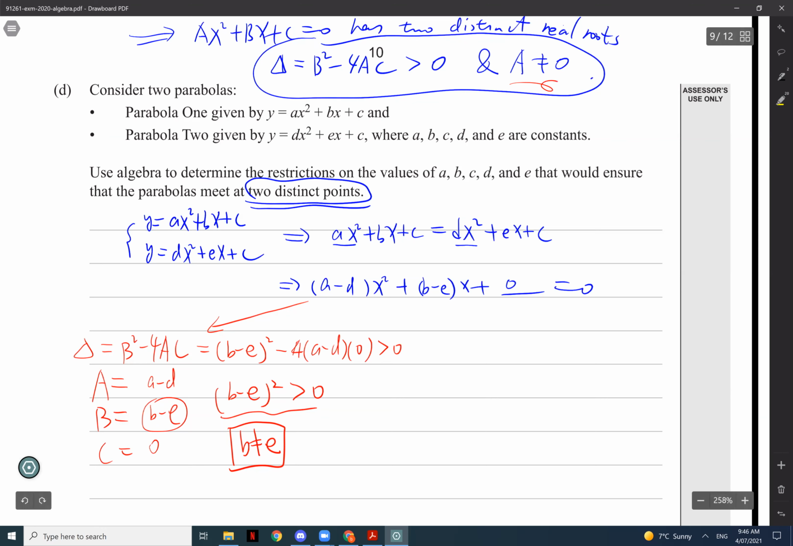The other condition is here. This one cannot be 0, so a cannot be d. That's the final answer. Two conditions: a cannot be 0, and b squared minus 4ac bigger than 0. So a and d are not the same, b and e are not the same. That's method 1. Is that the answer? Yeah, this is the answer.